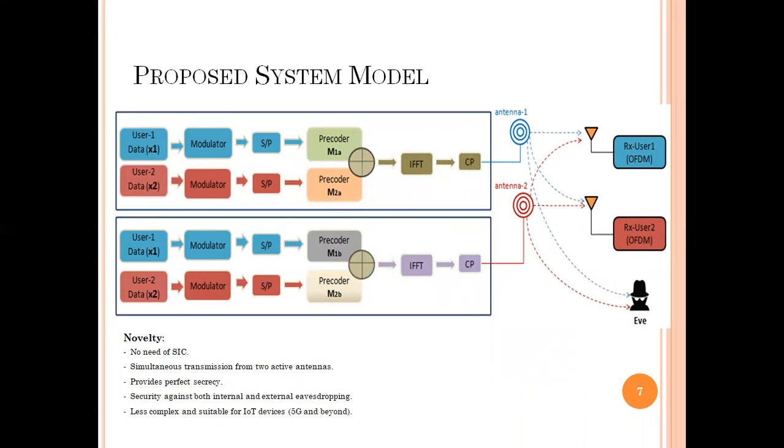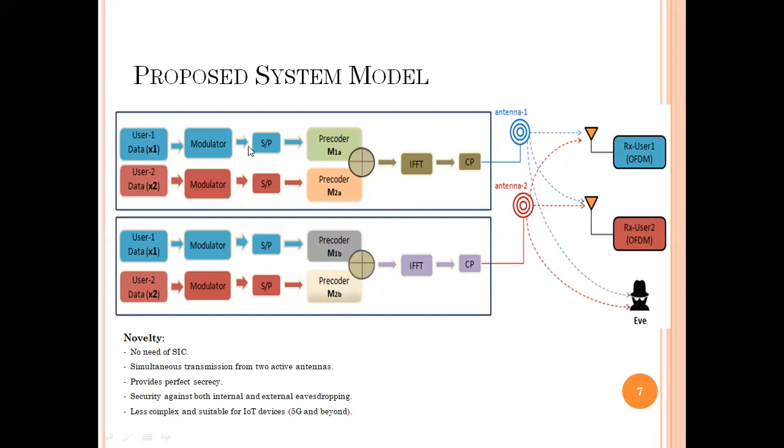First of all, the x1 and x2 data packets of user 1 and user 2 pass through the modulator, then the serial to parallel converter. Then we have these specifically designed precoder matrices, M1A, M2A, M1B, and M2B. In this system model, we use antenna diversity, where we use multiple antennas, antenna 1 and antenna 2. Also, we have introduced simultaneous transmission from the two antennas.